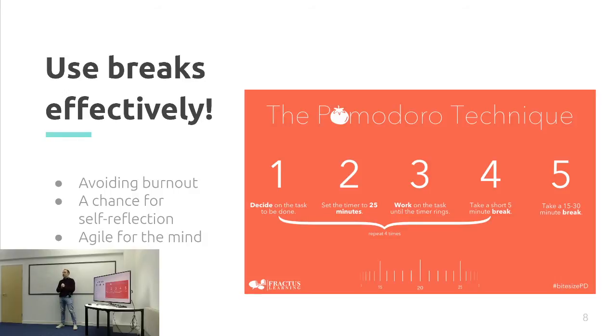After that, when the bell rings, you take a 5-minute break and just chill out a bit and rest. And then you repeat that, and the idea is that you would repeat that 4 times, and after that you would take a longer break.